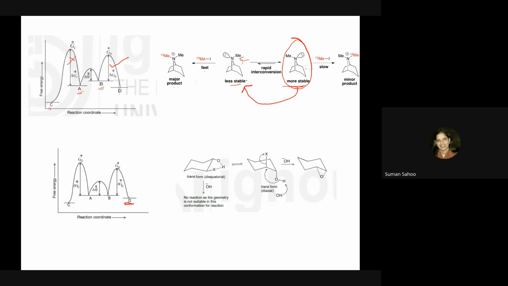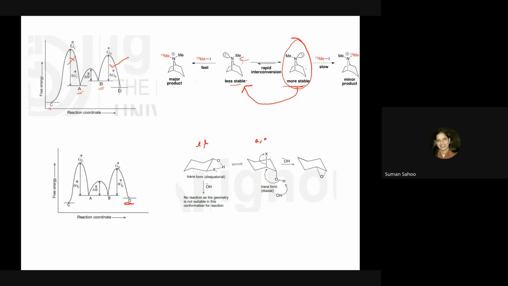For example, in this elimination reaction, we have two conformers in the trans form, where this is your 2-halo cyclohexanol. In this case, it can be in the trans form where it is diequatorial (EE), and it can be in the diaxial form (AA).